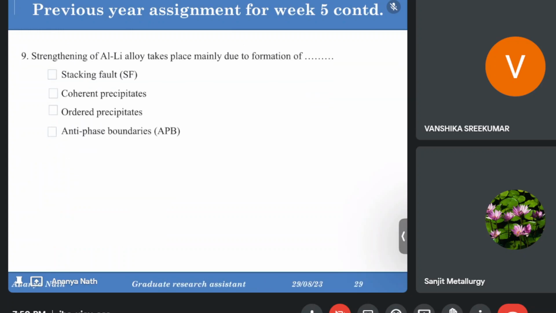So the next is, strengthening of aluminum lithium alloy takes place mainly due to the formation of what? This is ordered precipitates.